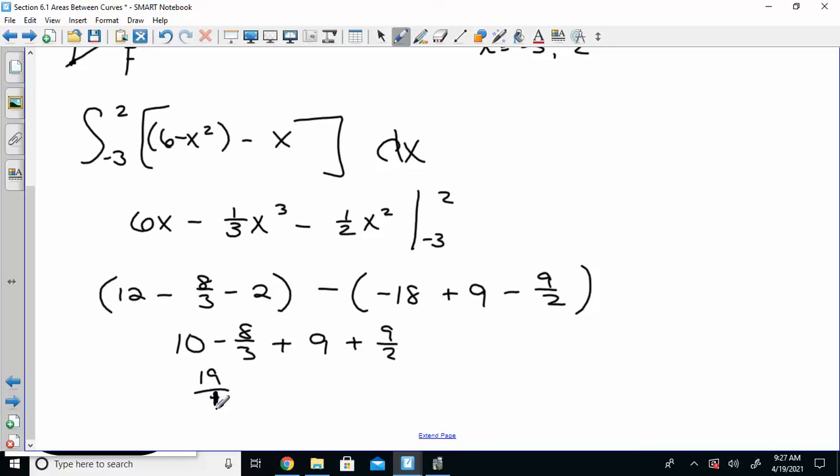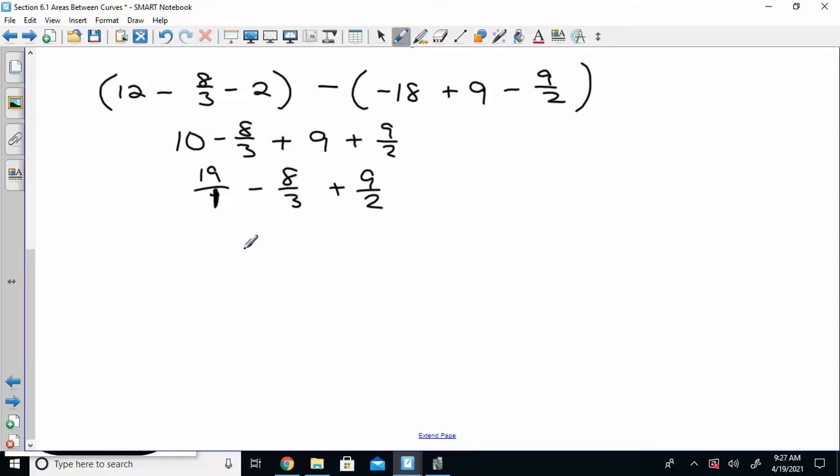So if you were on a test and you were trying to put all this together, you would have to get a common denominator. What would it be? 6. So if I took this one times 6 on top and bottom, you'd have to multiply by 2. This one by 3. Okay, so we get 125 over 6.